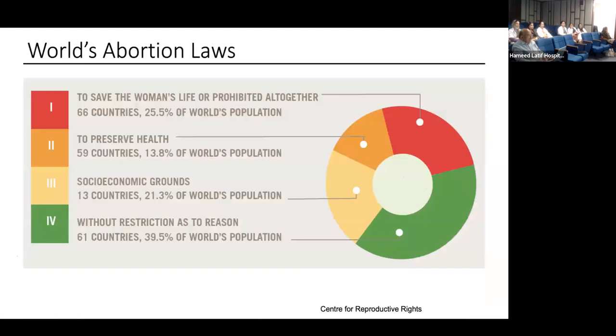How does the law say about that? And this is, again, number one, in these countries, there are 66 countries, 25.5% of world population, which do not allow abortion at all. No abortion. 59 countries, which is 13.8% of world population, and Pakistan is amongst them, to preserve health. And socioeconomic grounds, 21%, and 61 countries, which is almost 40% of world population, in that it is allowed without any reason.